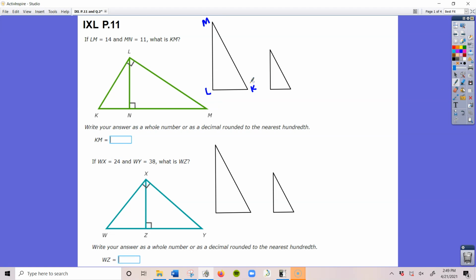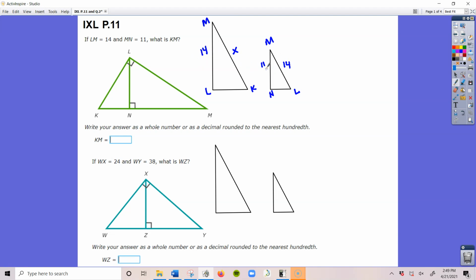Then this little one, N here is the corner where the 90 degrees is, L is the one that is across, and M is on the top. So LM is 14, and MN is 11. Now you'll notice that here we also have an LM, so this is also 14. And we are trying to find KM, which is this side here.